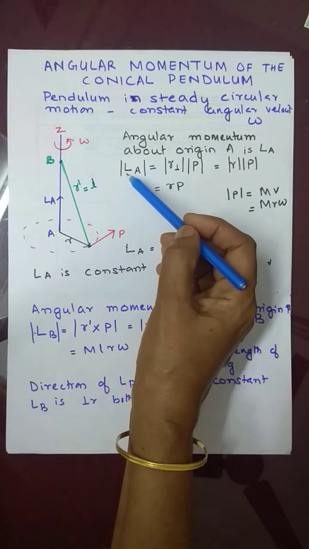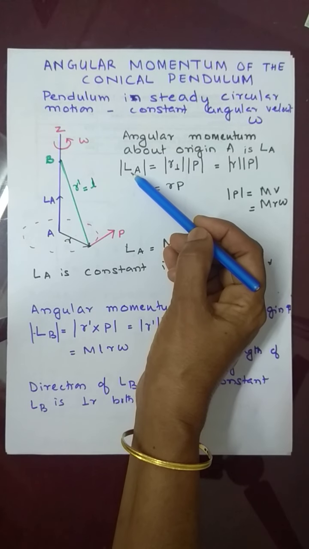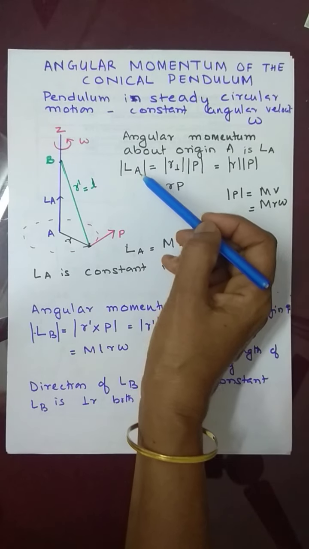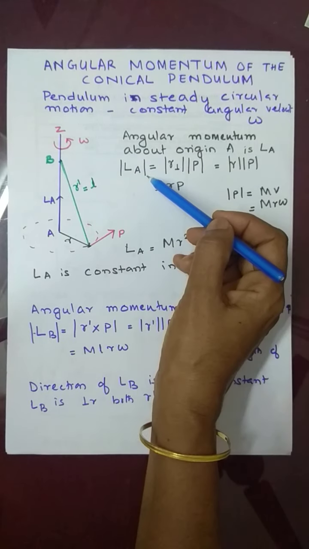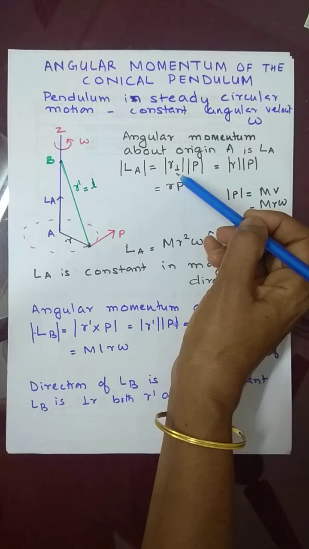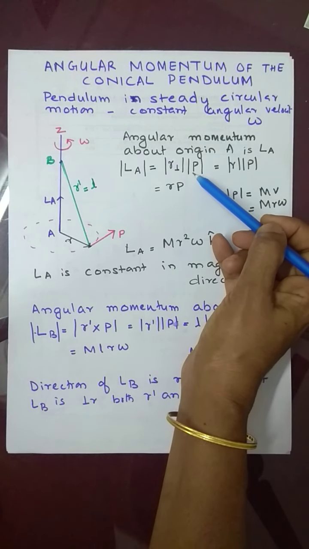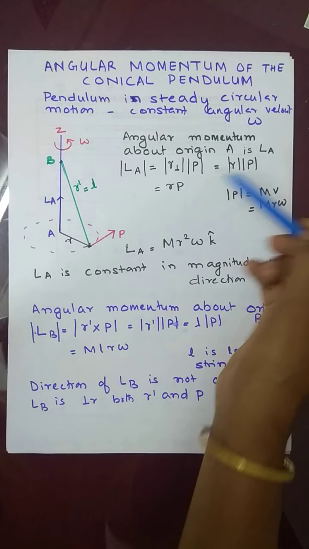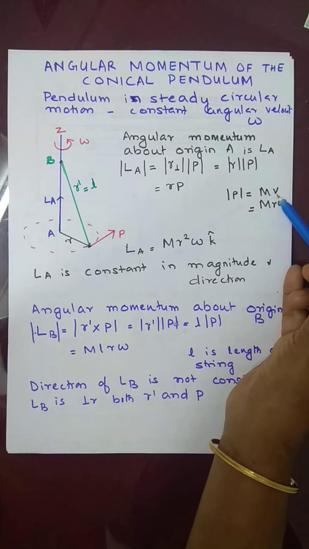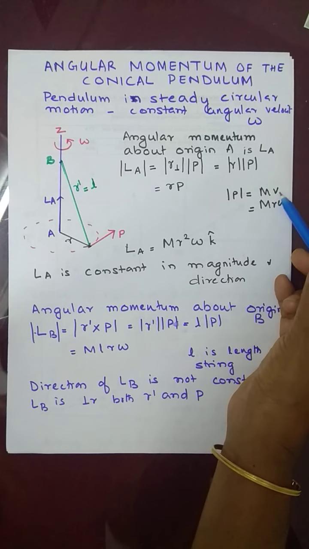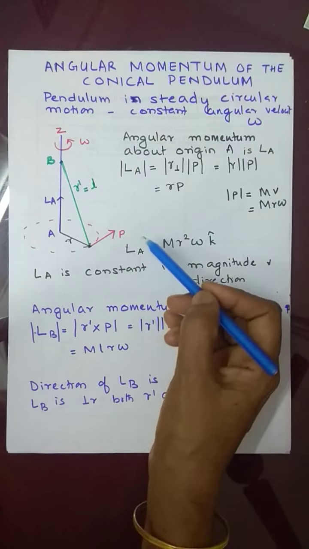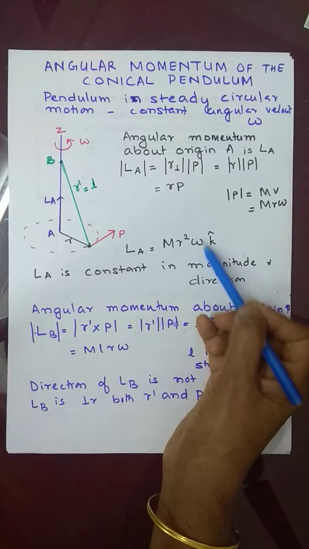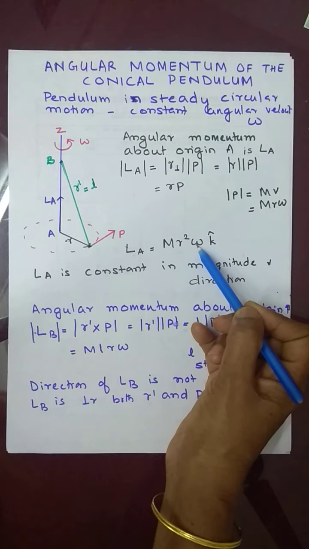So the magnitude of the angular momentum, LA, is the angular momentum about the point A. The magnitude of angular momentum at the point A, LA, is equal to the magnitude of r perpendicular into the magnitude of momentum P. That is equal to r into P. P is mv, the linear momentum. v is equal to r omega. So you can write angular momentum LA is equal to m r omega into r. That is m r square omega.